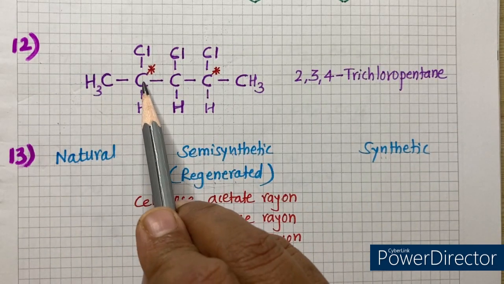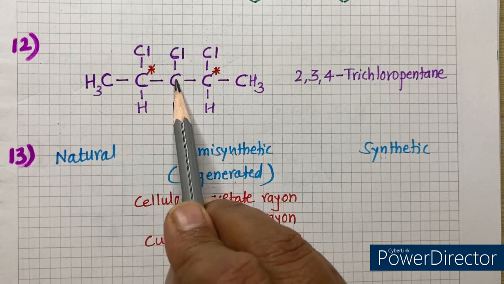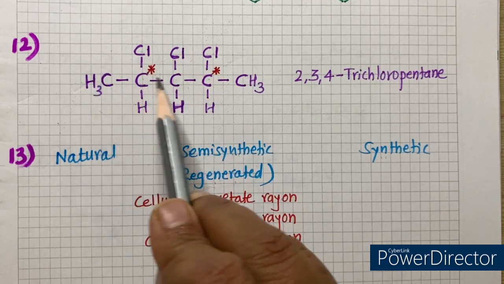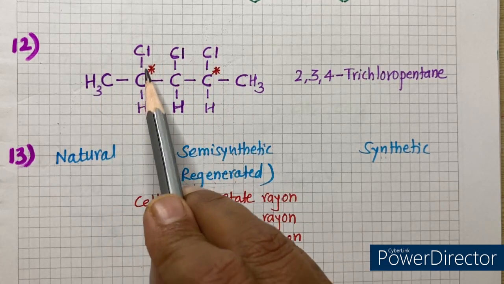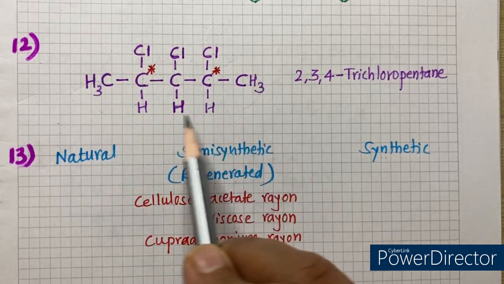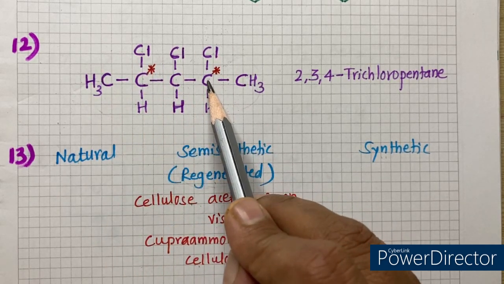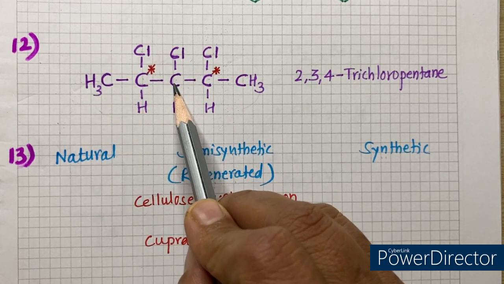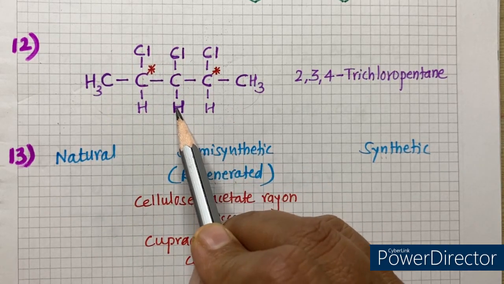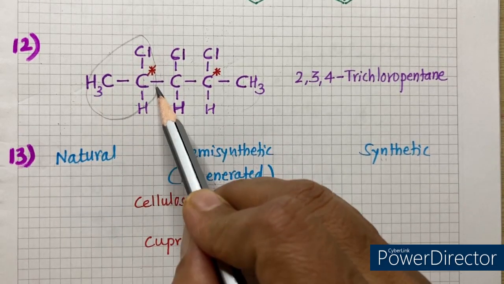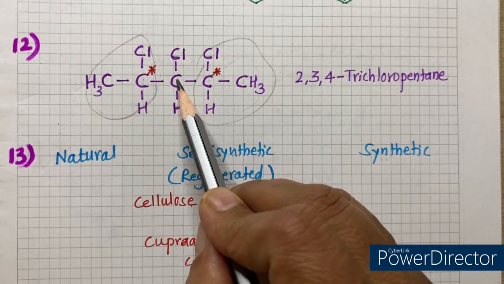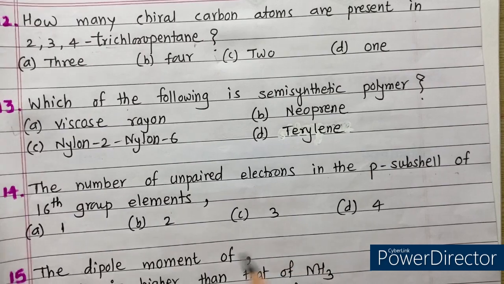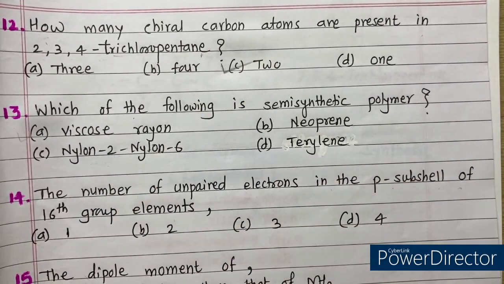Okay, here the formula is 2,3,4-trichloropentane. Now this carbon is chiral, with four different groups. This carbon is chiral, with four different groups. But see this carbon here: Cl, here H, but these two groups are similar. Therefore, this is not chiral. Therefore, there are only two chiral carbons.